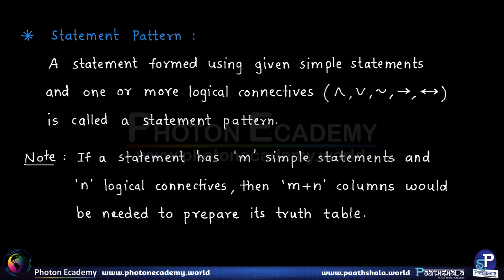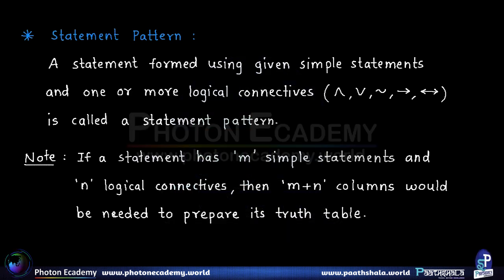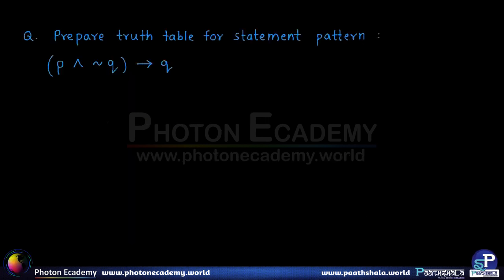the logical connectives used. There is a note here that if a statement has m simple statements and n logical connectives, then m plus n columns would be required to prepare its truth table. This is a simple rule that we can remember, because it will help us to plan while writing the truth table of the statement pattern. Right? Now let's solve one question based on preparing the truth table.